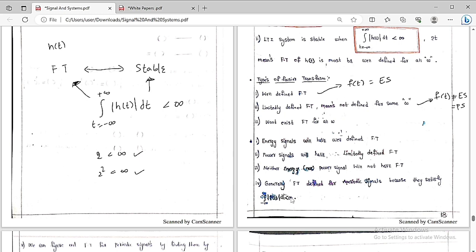If a given signal is a power signal, then the Fourier transform is a limitedly defined Fourier transform. If a given signal is neither an energy signal nor a power signal, then the Fourier transform won't even exist.